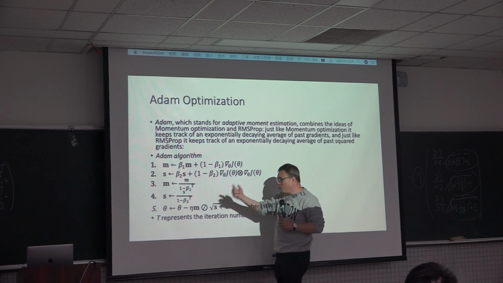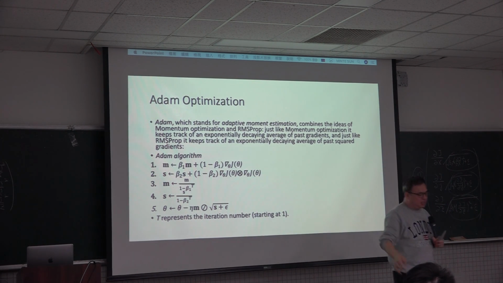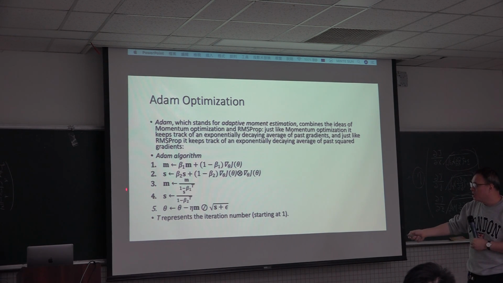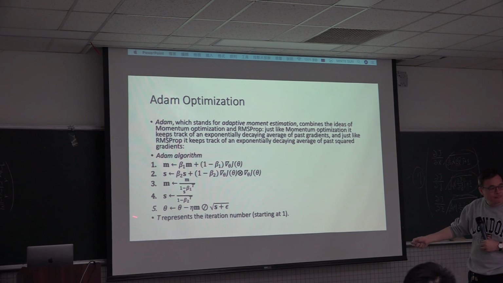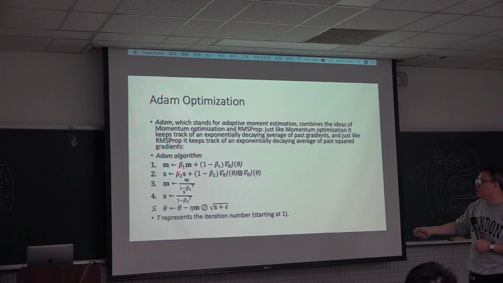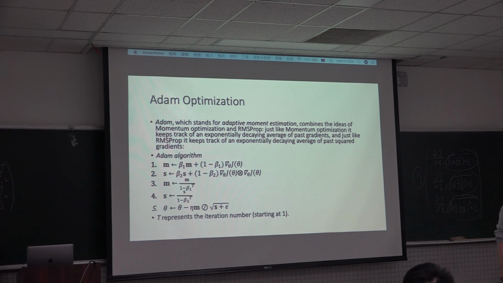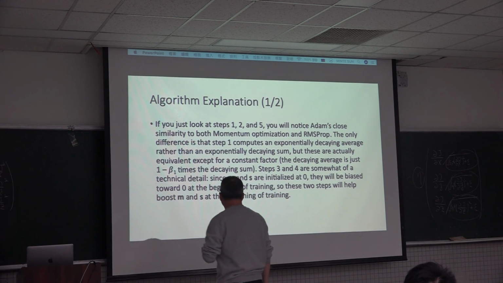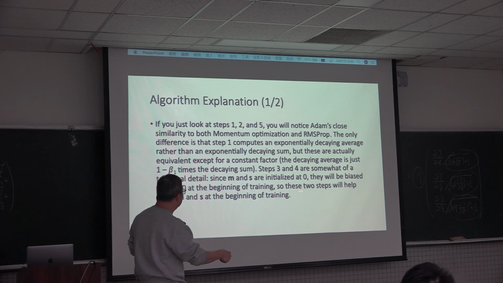So when the iterations keep going, line 3 and line 4 are not going to have any impact. But at the beginning, they help to boost n and s to the proper size. That is their purpose. So you see, these two steps will help boost n and s at the beginning of training.